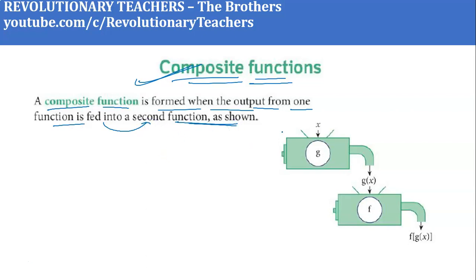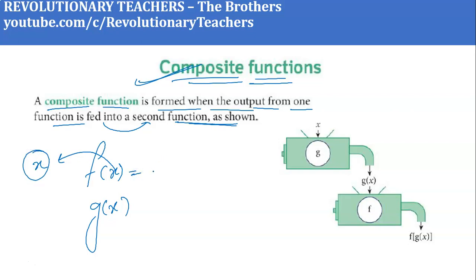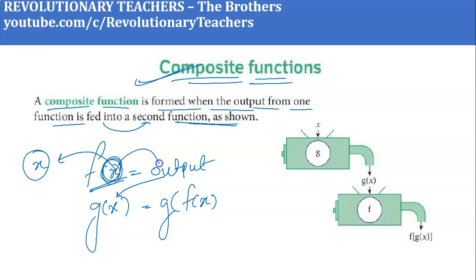Now try to understand this, right? Suppose I have two functions, f(x) and g(x). Suppose I substitute the value of x in f and I get the output, and I substitute this output in g. I will get g of f(x), right? I substituted some value of x in f, I got an output, I substituted the value of output in g and I got the final output, right? So this will be called g of f(x).